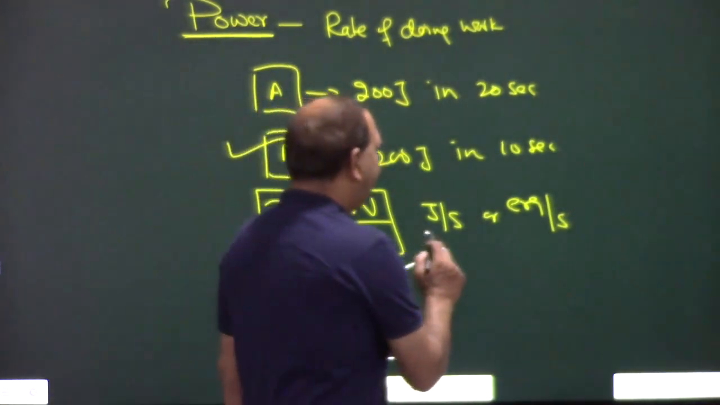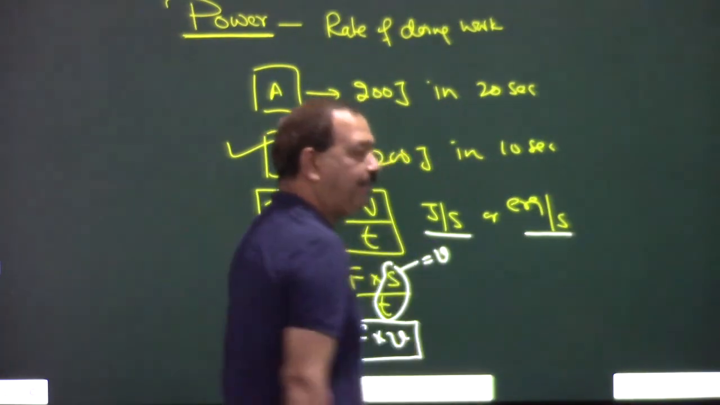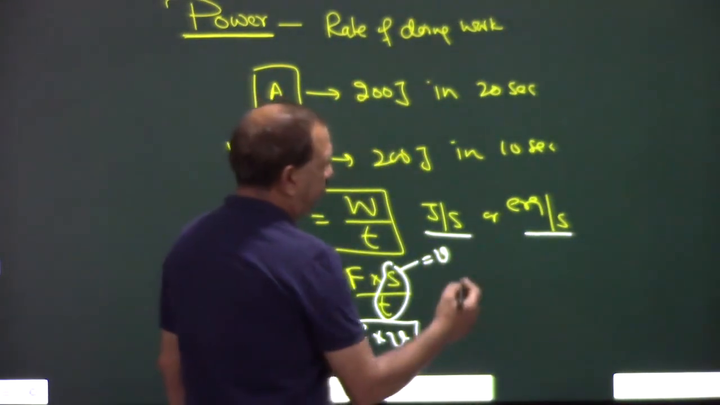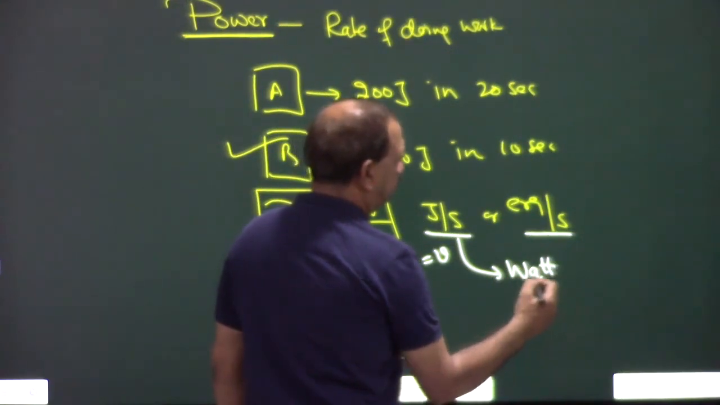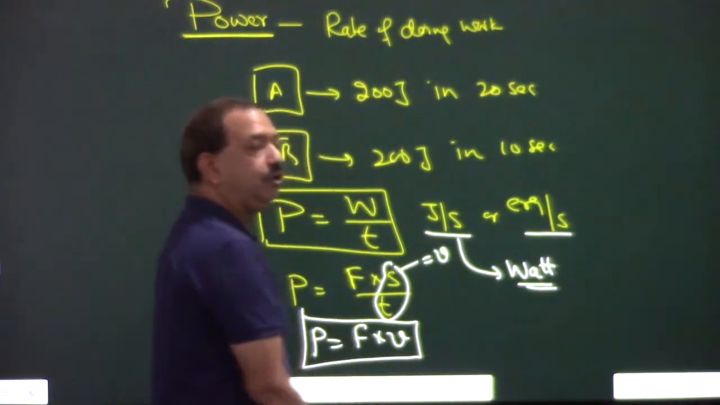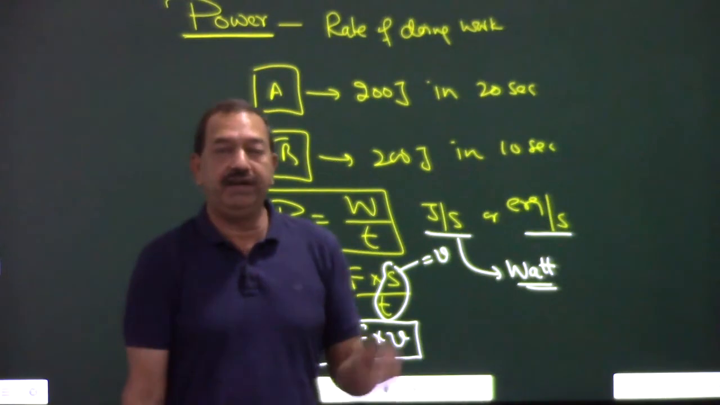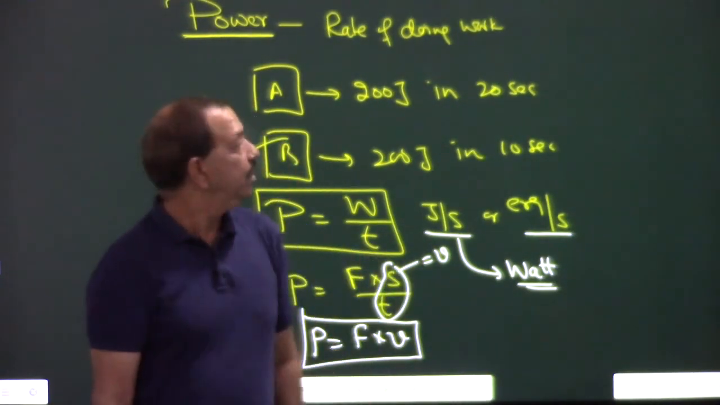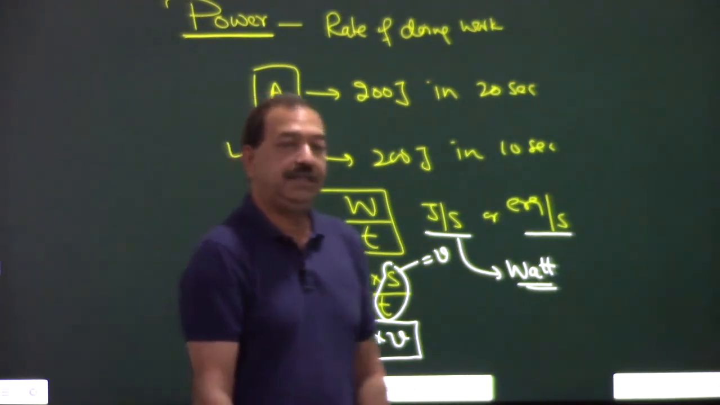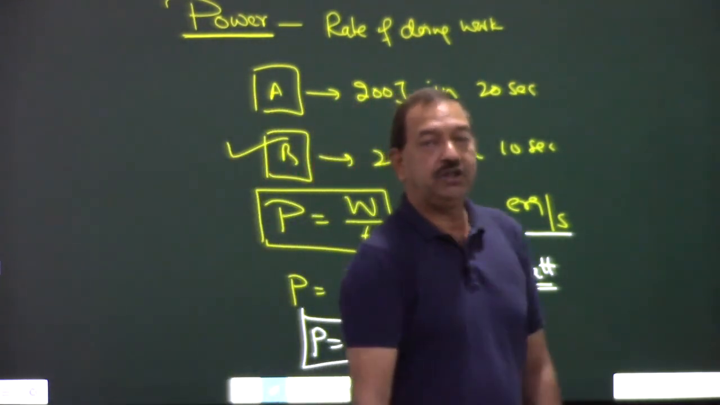The unit of power is joule per second or erg per second, and this joule per second is also called watt. 1 watt is equal to 1 joule per second. So that is about the power. That's all for this chapter.